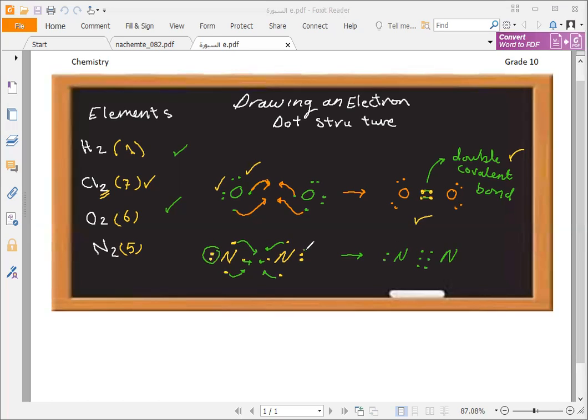and these 2 dots here, okay? This covalent bond is what? Triple. Triple covalent bond.